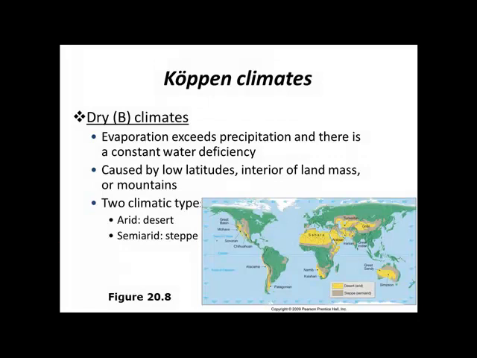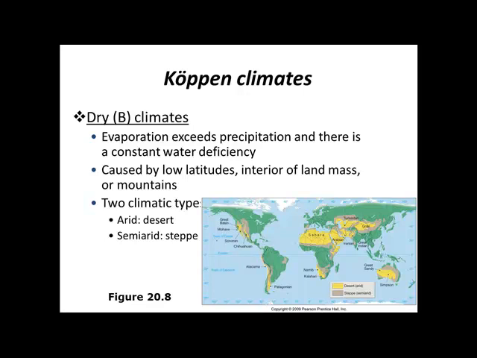The next climate is the dry climate, or B climates. These climates exist in areas where evaporation exceeds precipitation, and there's a constant water deficiency. While deserts are often thought of as areas where water or rain does not occur, that's not a correct definition. Instead, the evaporation exceeding precipitation and a constant water deficiency is a better definition of what a desert or a dry climate is. Besides the arid deserts, we also have semi-arid areas, which are called steppes.